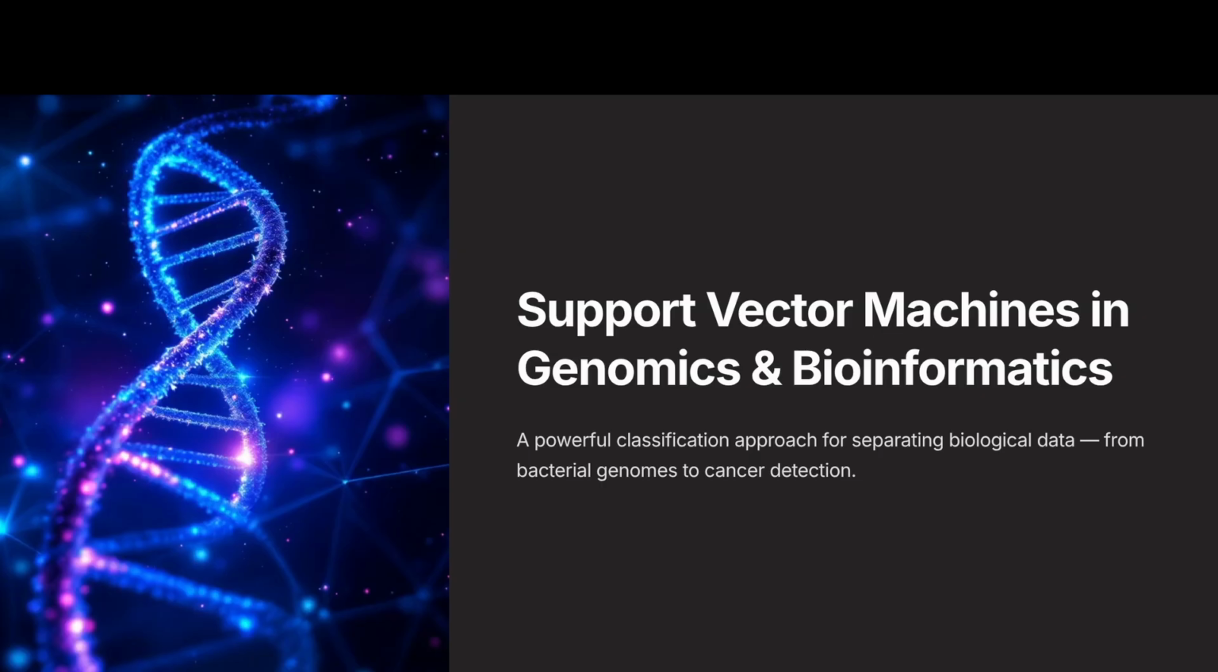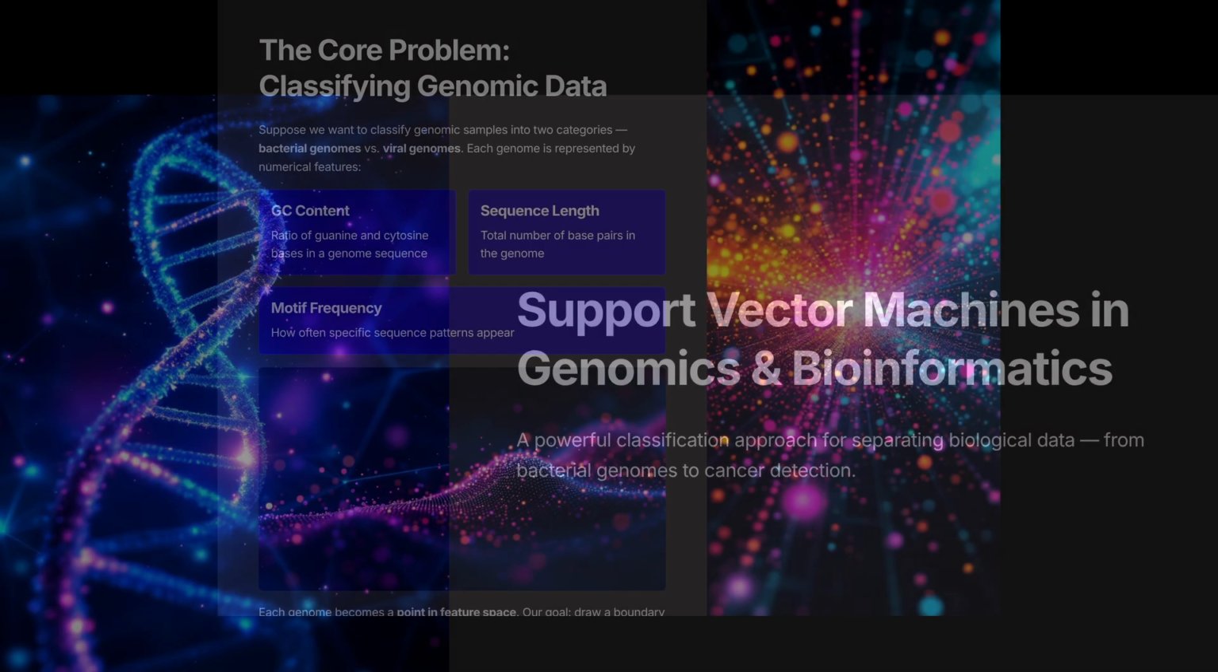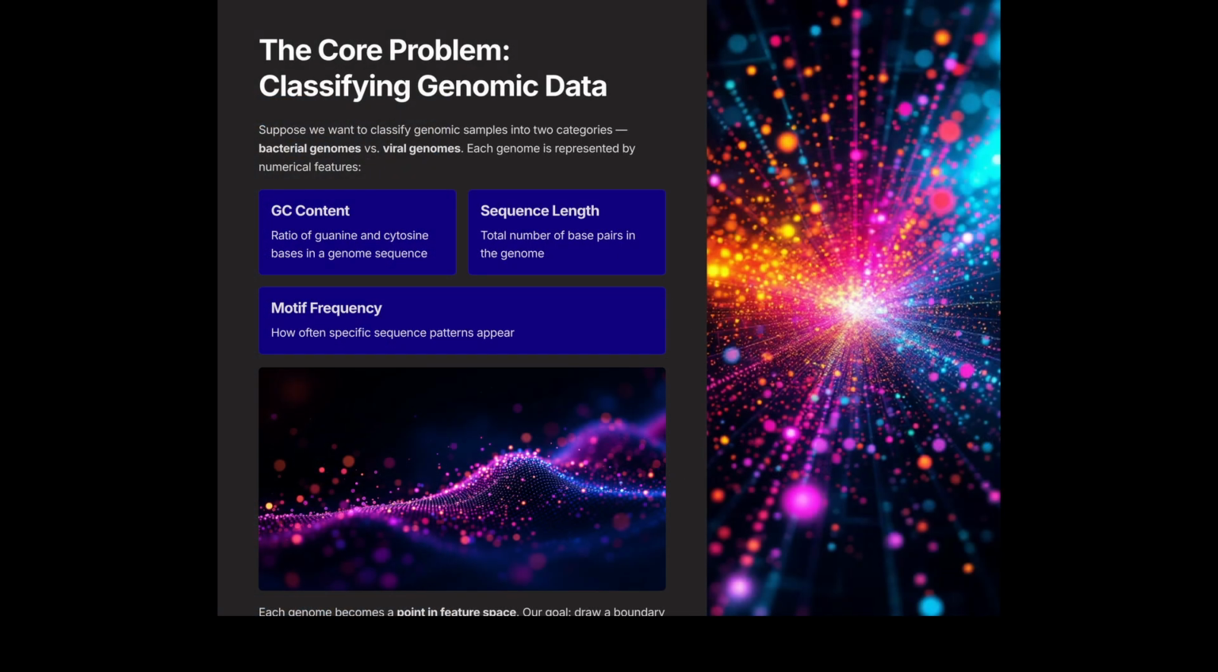Now let's move to a powerful classification method called support vector machines. Suppose we want to classify genomic samples into two categories. For example, bacterial genomes and viral genomes. Each genome can be represented by numerical features such as GC content, sequence length, or the frequency of certain sequence motifs. If we plot these features on a graph, each genome becomes a point in space.